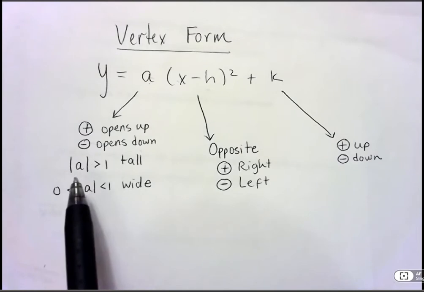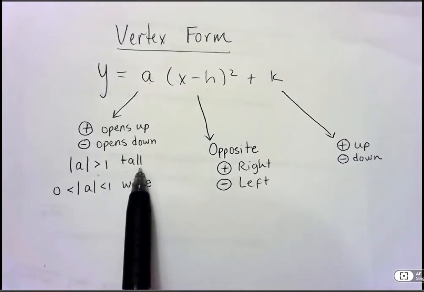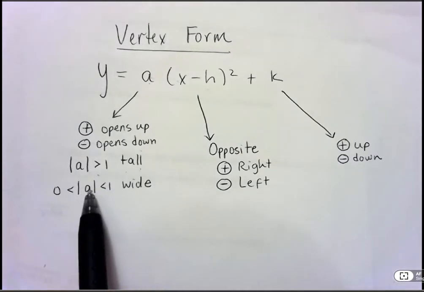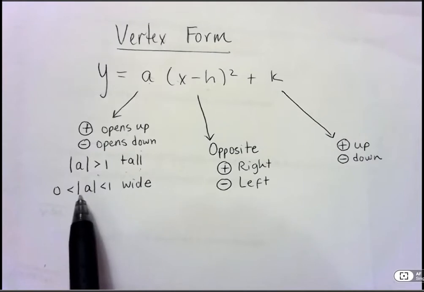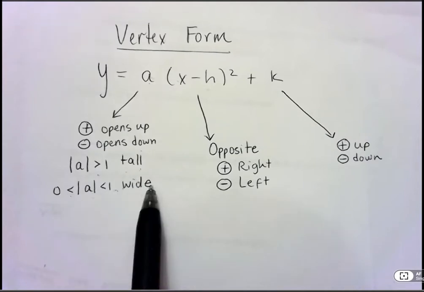If the absolute value of a is greater than 1, it's going to rise fast. It's going to be tall. And if the absolute value of a is between 0 and 1, it's going to be wider.